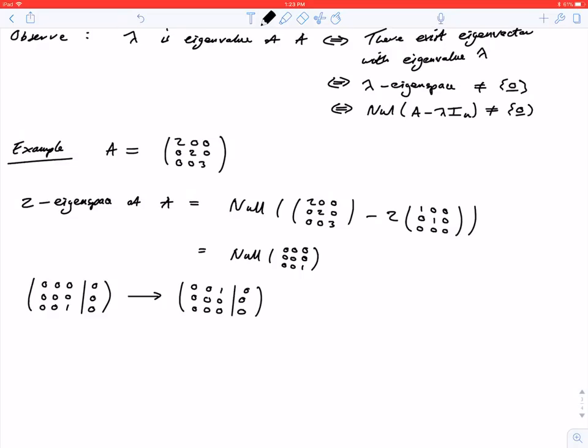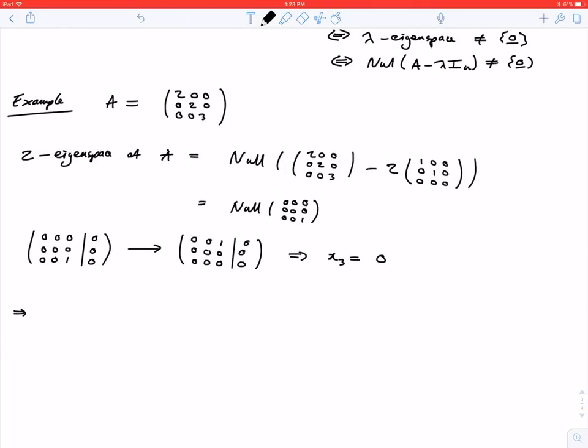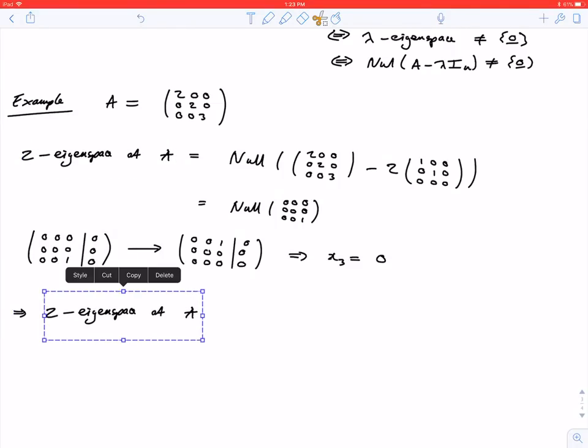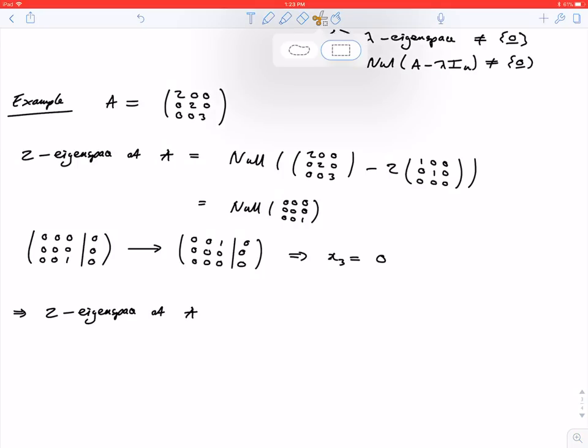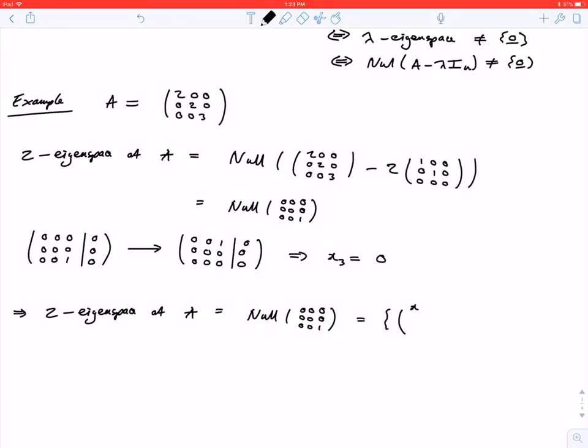Okay, so that's in reduced echelon form. It's kind of unnecessary, but what this does imply is that x3 is equal to 0. So this tells me that the 2 eigenspace of A is equal to, well, remember what it is, it's the null space of this. And now this is going to be equal, I've got 2 free variables. I've got x1 and x2, they're totally free, and x3 is set to 0. So this is just the vectors (x1, x2, 0).